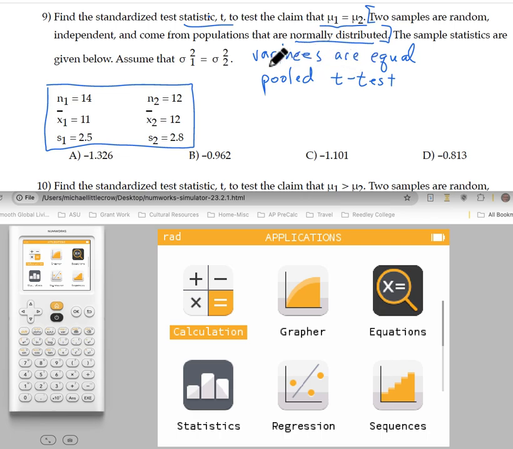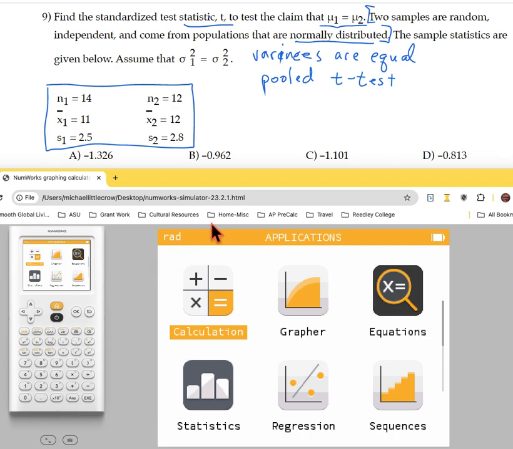Are the variances equal or are they not? You'll see in question 10, the variances are not equal, so we cannot use the pooled t-test. We use a regular t-test. Okay, so let's go ahead and see what this looks like with a pooled t-test.